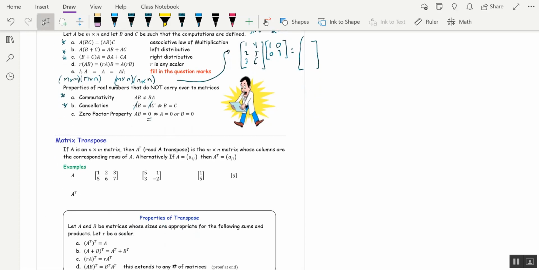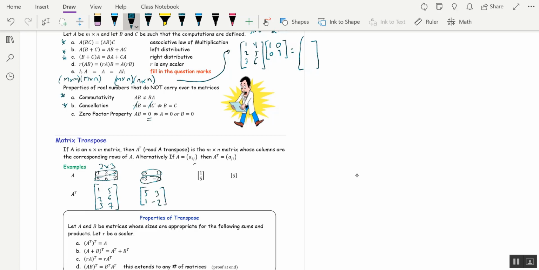Matrix transpose. The transpose of an M by N matrix is N by M, and you just swap the columns and rows. So for example, if A is 2 by 3, then A transpose is going to be 3 by 2. What I do is I take the rows of A and turn them into the columns of A transpose. So the first row becomes the first column, and the second row becomes the second column. Okay, the next one, the transpose of a 2 by 2 is also a 2 by 2. This 5, 1 becomes the first column, and this 3, -2 becomes the second column.